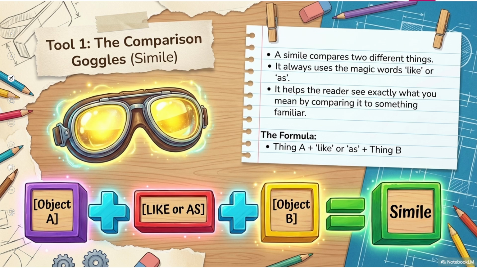First is simile, which is creating a comparison between two things. We use words like or as to compare two things. It helps the reader see exactly what I mean by comparing it to something familiar. Thing A, like or as, then thing B. For example, first we have to write a subject, then we have to use like or as, then the second subject, and it becomes a simile.